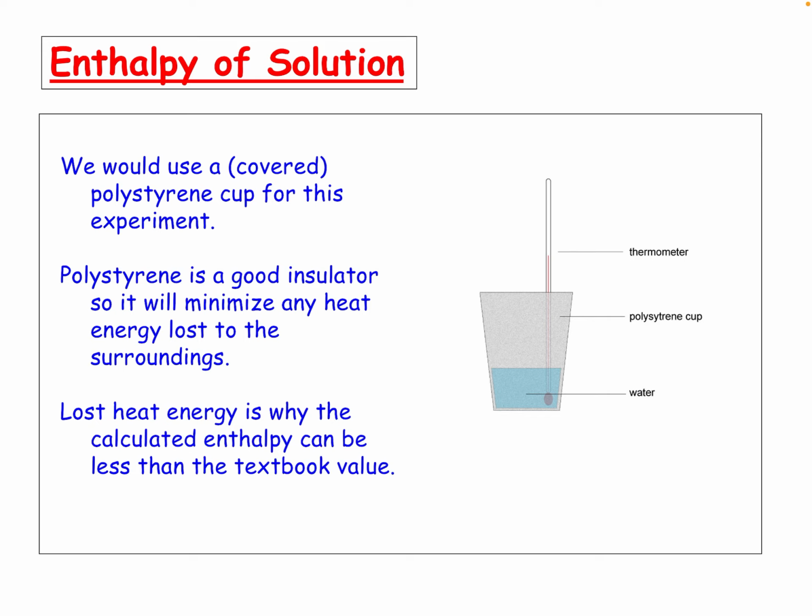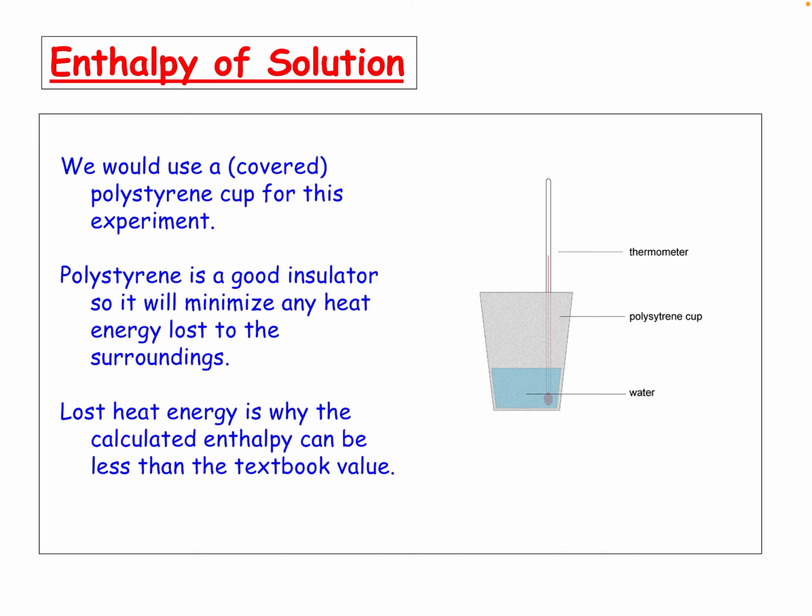Now, the reason for using polystyrene and using a lid is you want to try and insulate any heat energy from being lost or coming back into the cup from outside. That could change your results, and you don't want that. Any lost heat energy is why your calculated enthalpy might be different. It could be less, it could maybe be more as well, than the textbook value. So if it's any different, chances are you've got heat lost to the surroundings. So that would be your answer if you're ever asked about that.